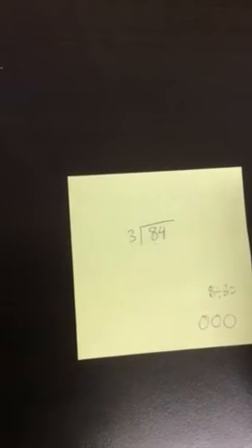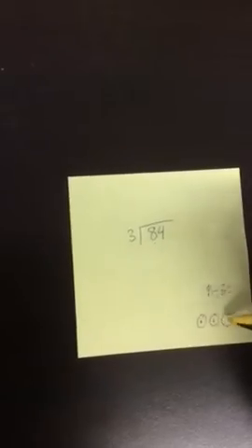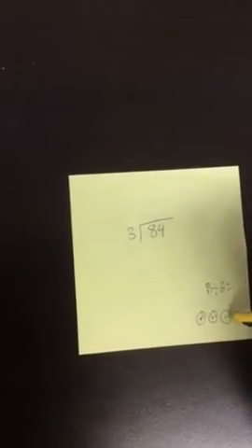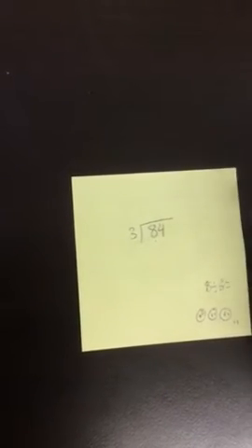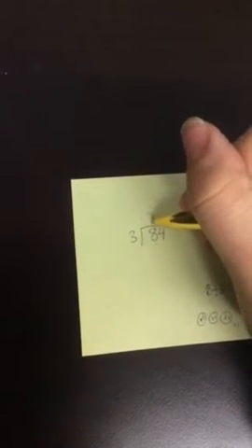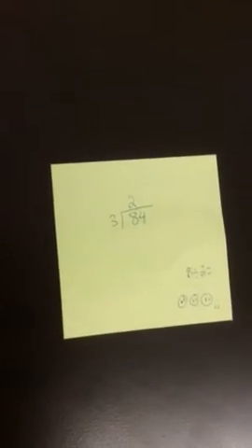I can make 3 circles and share 8. 1, 2, 3, 4, 5, 6, 7, 8. I have 2 in each circle, so the number I have in the circle I write on the top. Now I'm done step 1.